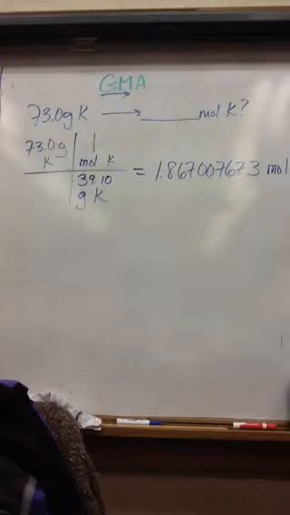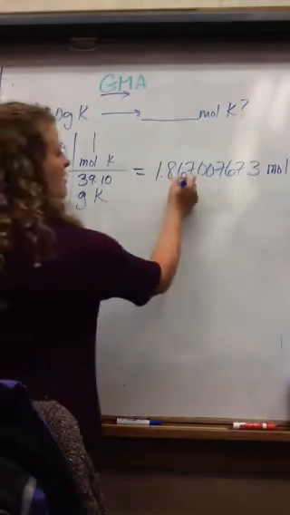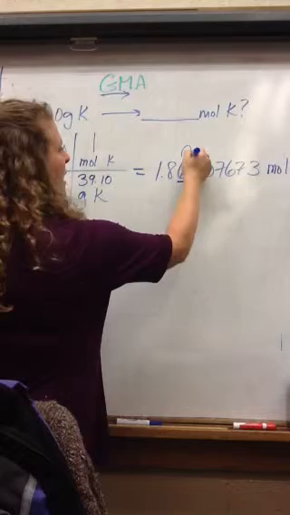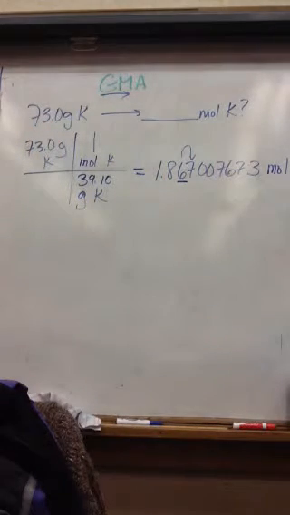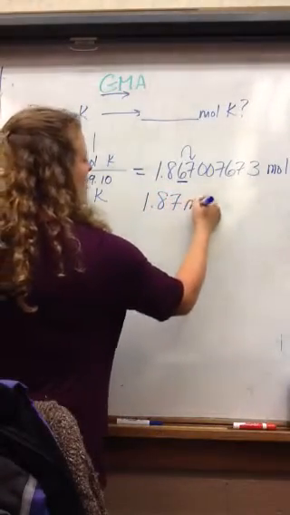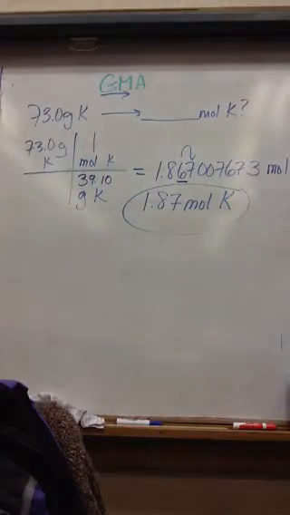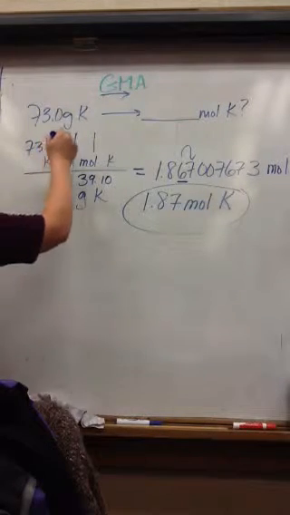So how many sig figs can we have? Hold up fingers. Most of you are saying 3. Good. 3. So that means we can keep to there, and we're going to round based on this. What's our final answer? 1.87 moles of potassium.